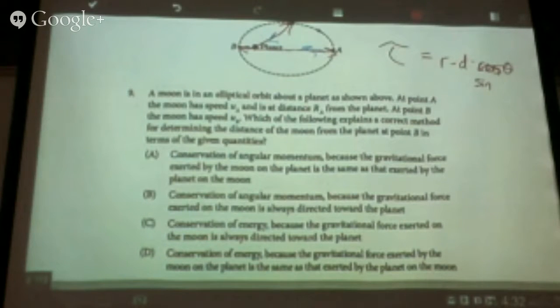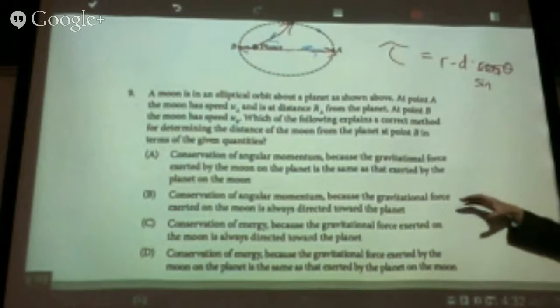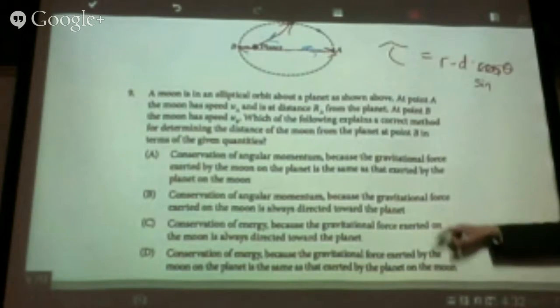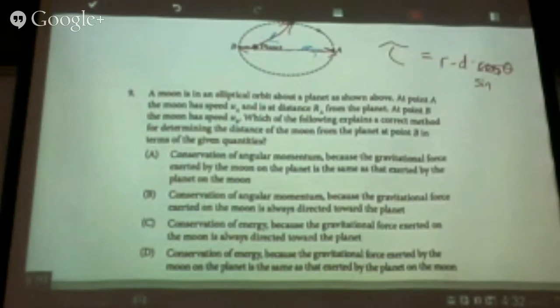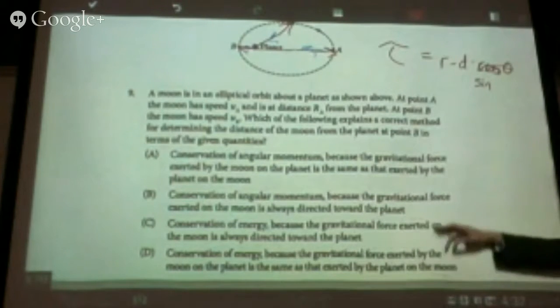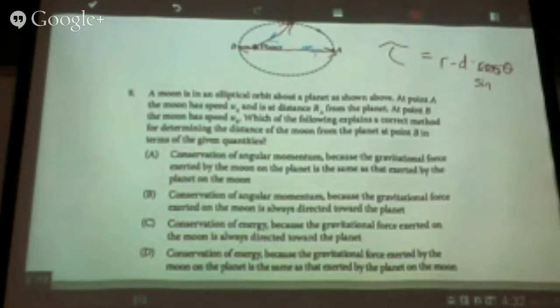Now, in this problem, you actually could solve this using conservation of energy. If you know the distances and you know the speeds, we have this change between gravitational potential energy and kinetic energy. But the fact that that force points toward the planet doesn't have anything to do with conservation of energy. So we could use conservation of energy. It just doesn't match with either of the justifications they give us. That is a really tough question.